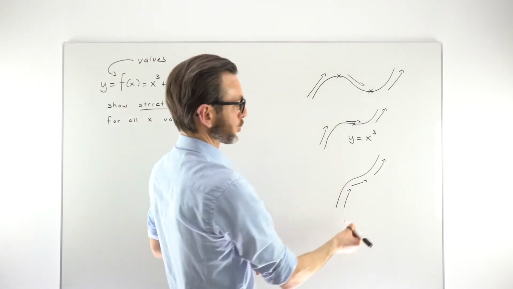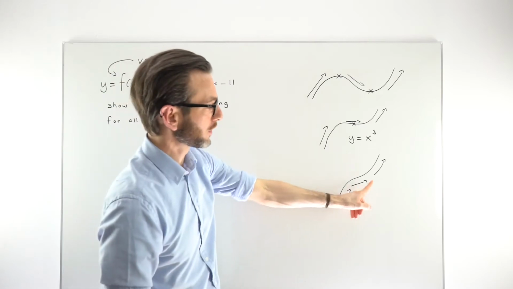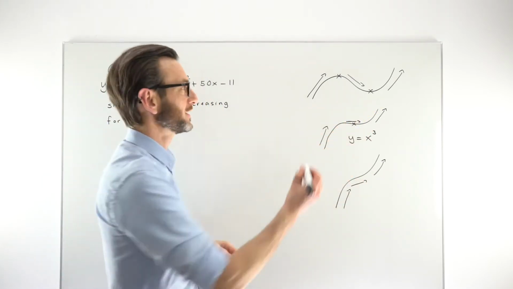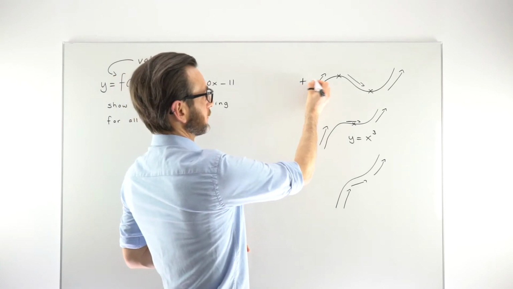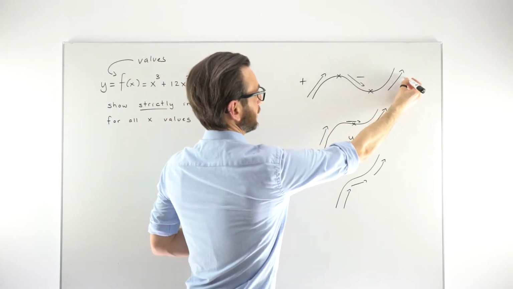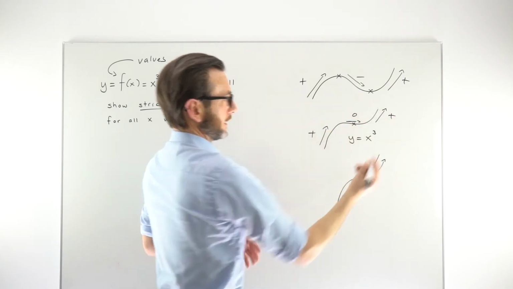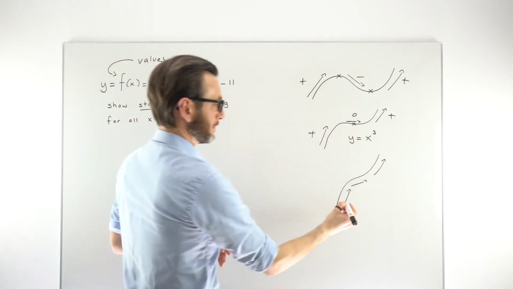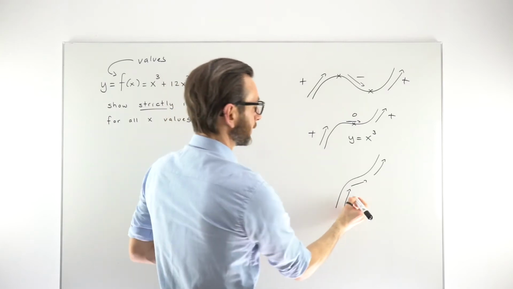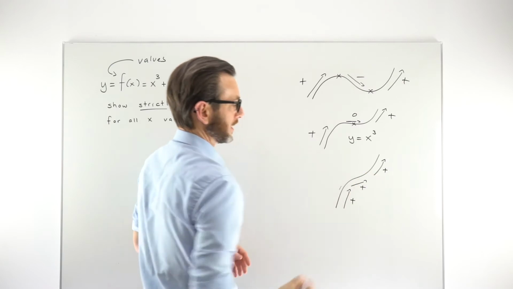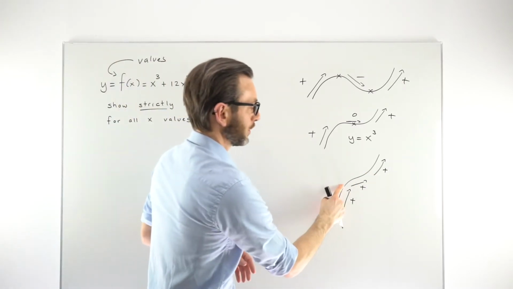So how are we going to show this? Well, what are these little arrows really representing? They're really representing the gradient. So here we've got a positive gradient, this is negative, this is positive, here it's positive, then it goes to 0, then it continues on up again, so it's positive again. But this one, the one we're interested in, it's positive everywhere. So everywhere along this curve, the gradient is positive. But what is the gradient?